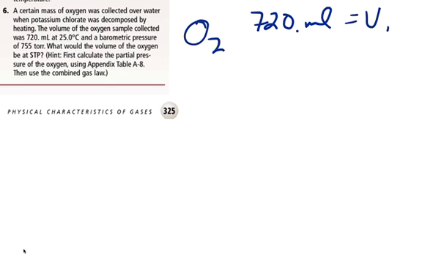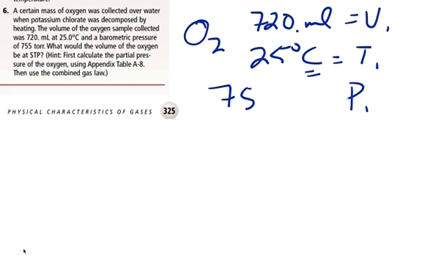I'm going to say volume 1 at 25 degrees Celsius, so my T1 is 25 degrees Celsius. Now be careful with that. Again, degrees Celsius is not going to work. I'm going to have to put that into Kelvin. And a barometric pressure. Ooh, so notice I have all these conditions of 755 torr.